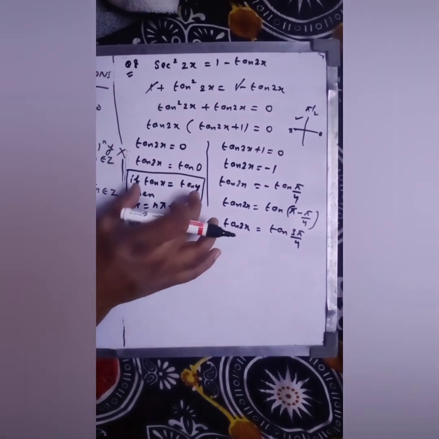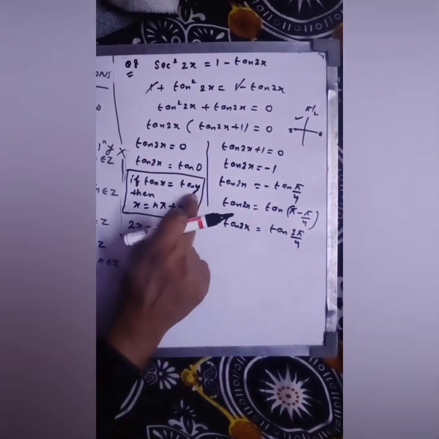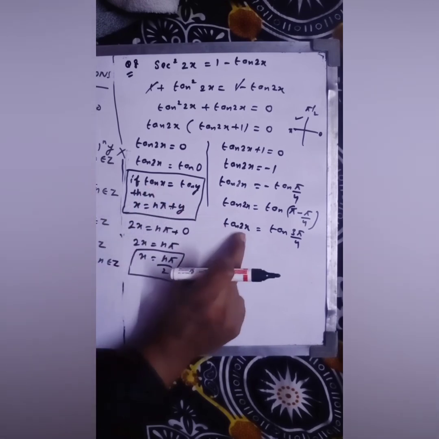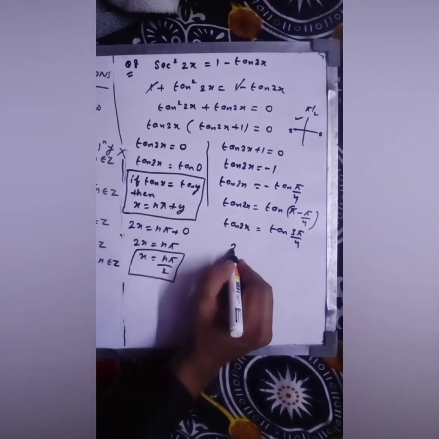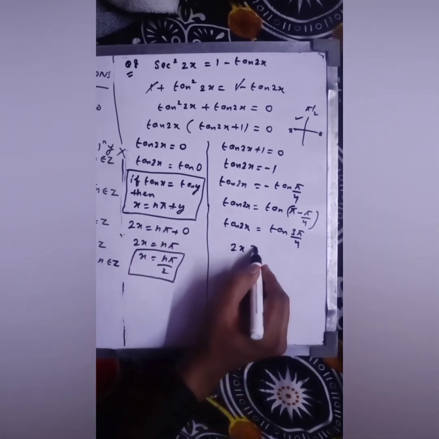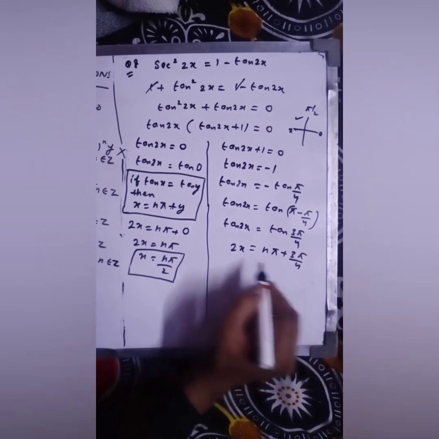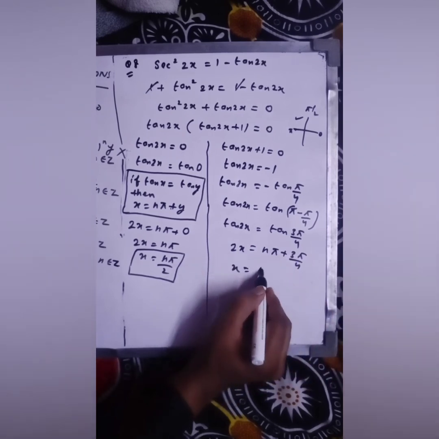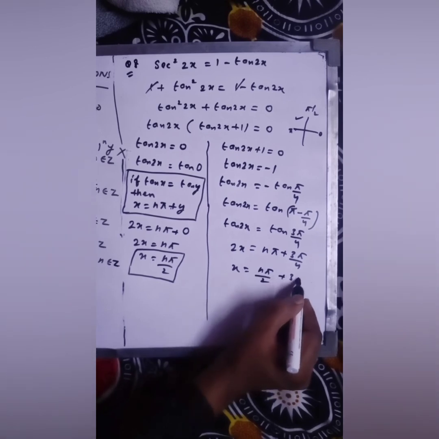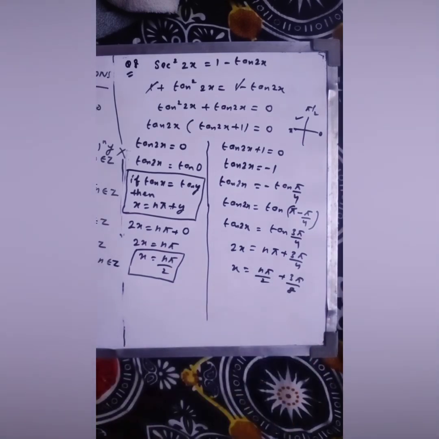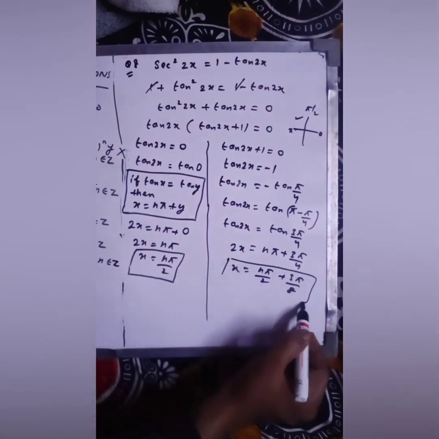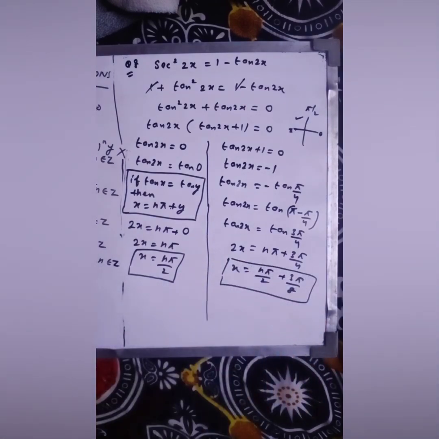Again apply this formula here. It is coming in this form. Your y is 3 pi by 4, your x is 2x. Apply here. 2x is equals to n pi plus 3 pi by 4. So your x would be n pi by 2 plus 3 pi by 8. Got it? So this is your answer. This is your general solution. So this is how you can solve this exercise. Got it?